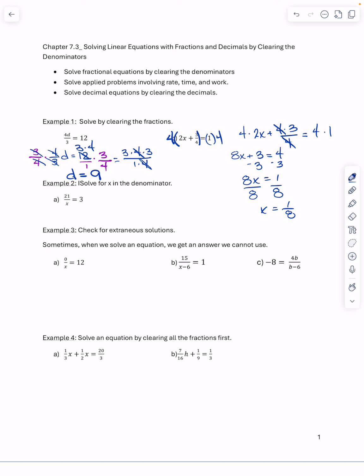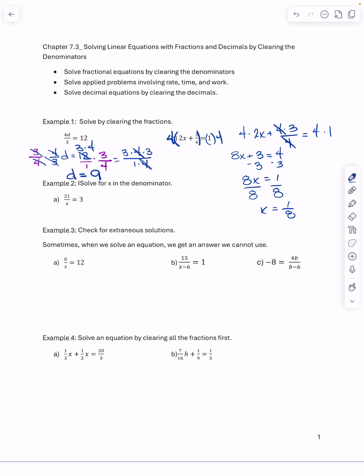So take a minute to make sure you understand why I multiplied by what I did and whether you like clearing the fraction so that you can just work with whole numbers.